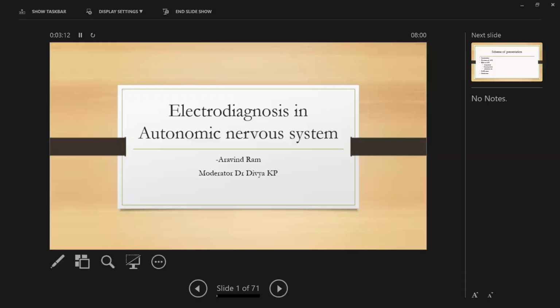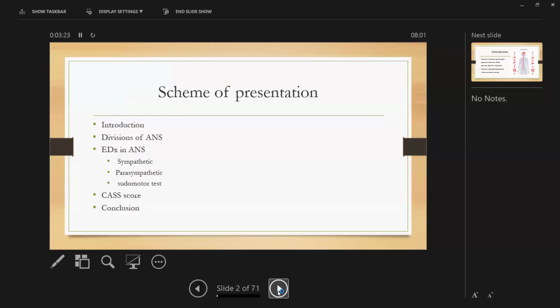About electrodiagnosis in the autonomic nervous system. So, moving on to the topic, my scheme of presentation today: I will tell briefly about the introduction of the autonomic nervous system, the classification of the autonomic nervous system, and the various electrodiagnosis methods in identifying autonomic disorders, and finally about the CAS score, and I will end with a summary.